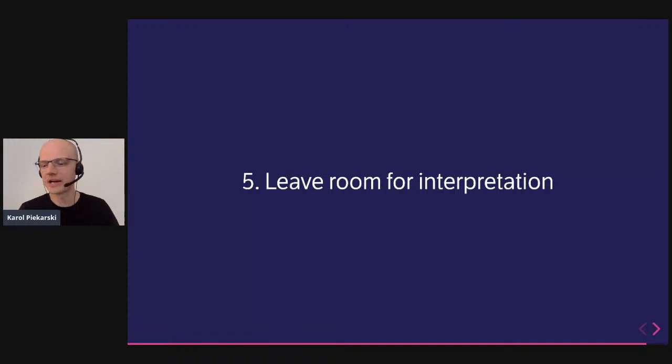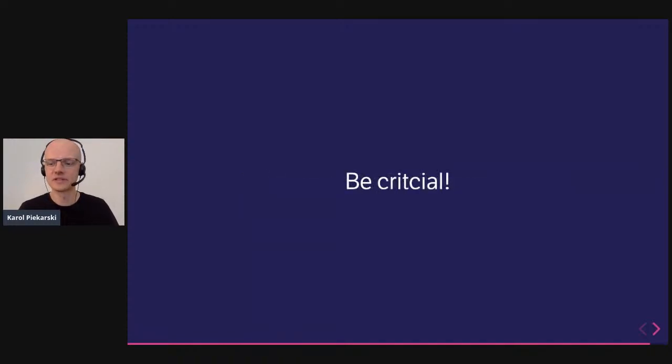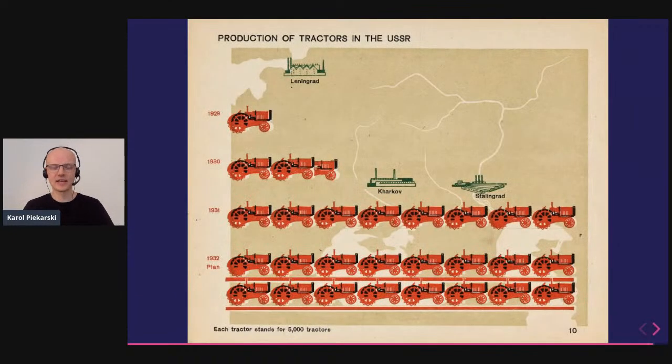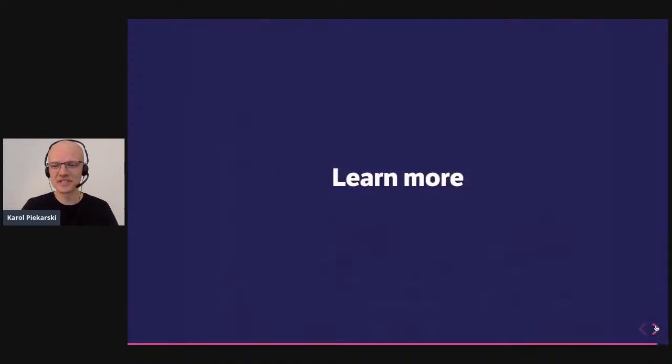Don't create just propaganda, and be critical, because, for example, the Isotype language and the people from the Isotype Institute went to the Soviet Union in the 30s. They created, or helped create, visualizations that showed not just the reality, but the plans that were never fulfilled. So don't trust people blindly, and especially politicians.